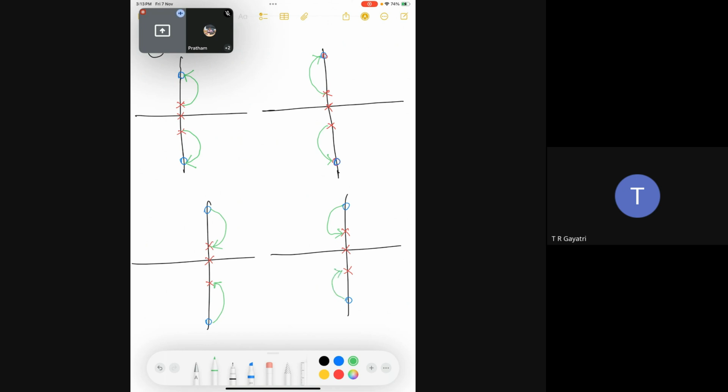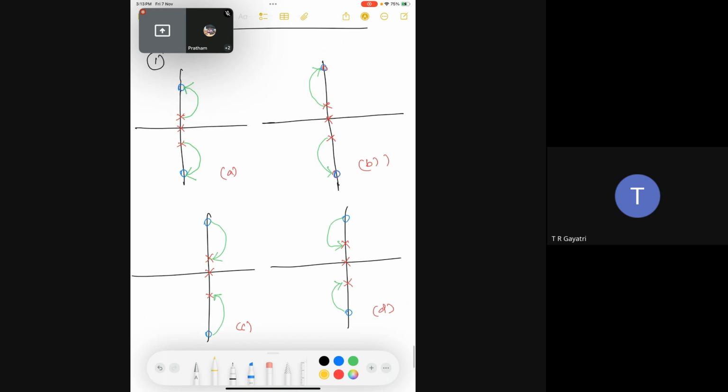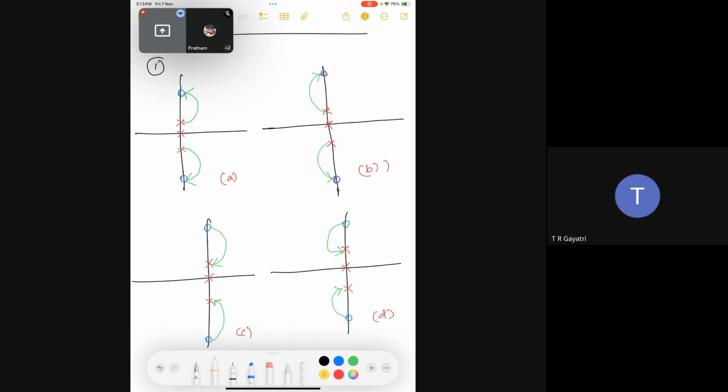Out of these three, can you find the valid root locus diagram? Which one do you think is valid? I think A and B are valid. A and B are valid. Why? The locus starts from poles and ends in zeros, open loop poles to open loop zeros.